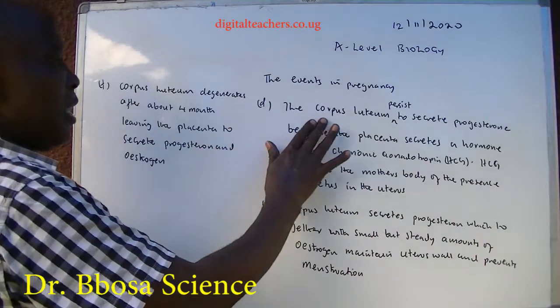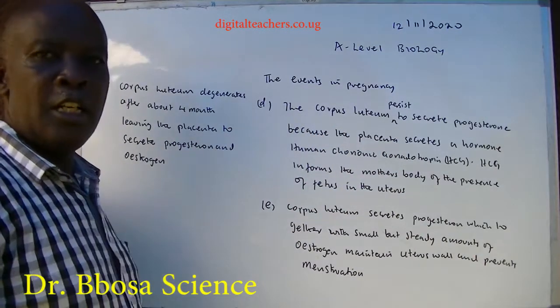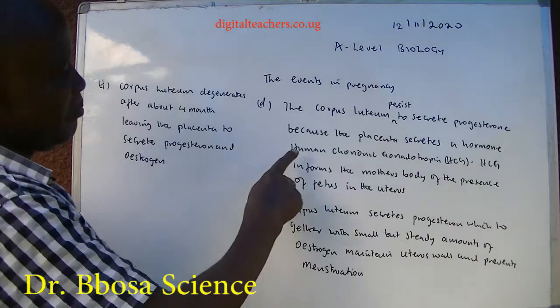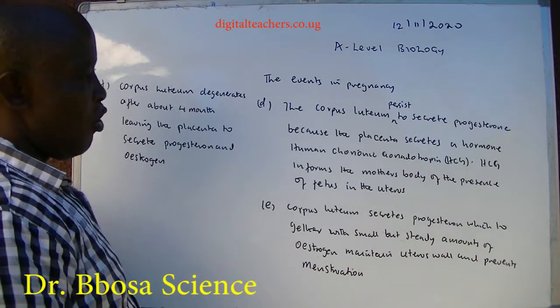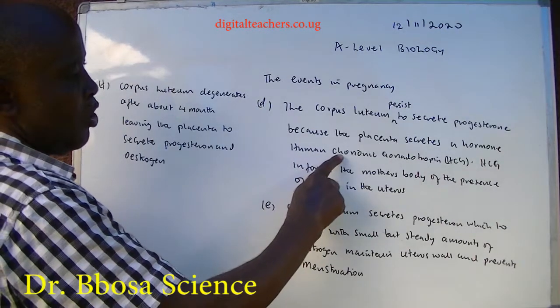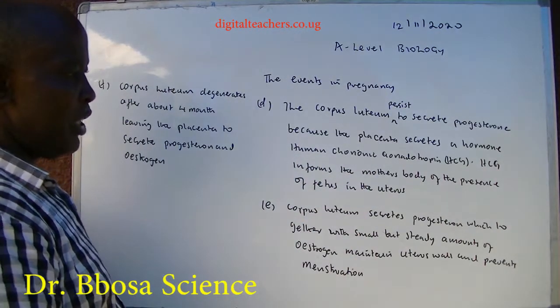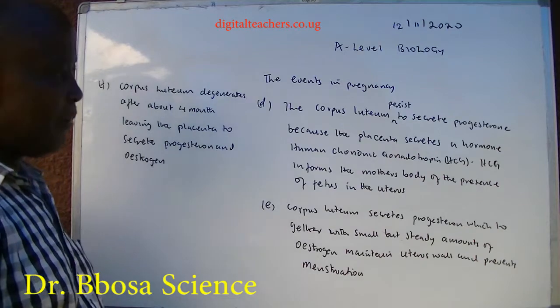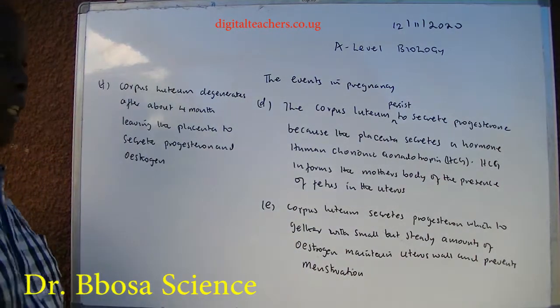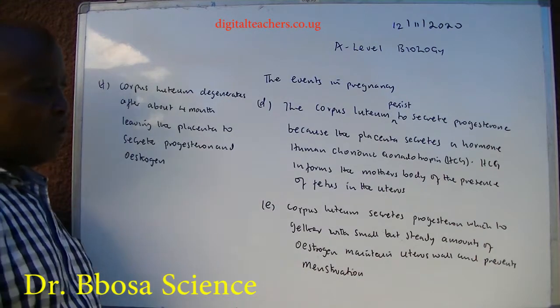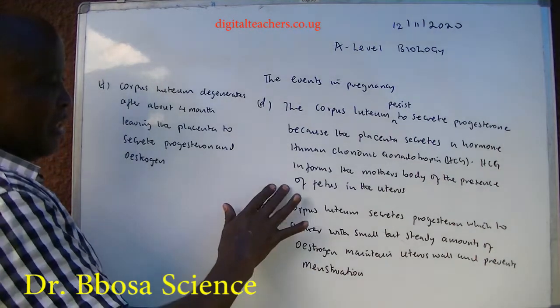D, the corpus luteum persists to secrete progesterone because the placenta secretes a hormone, human chorionic gonadotrophin, HCG. HCG informs the mother's body of the presence of the fetus in the uterus.